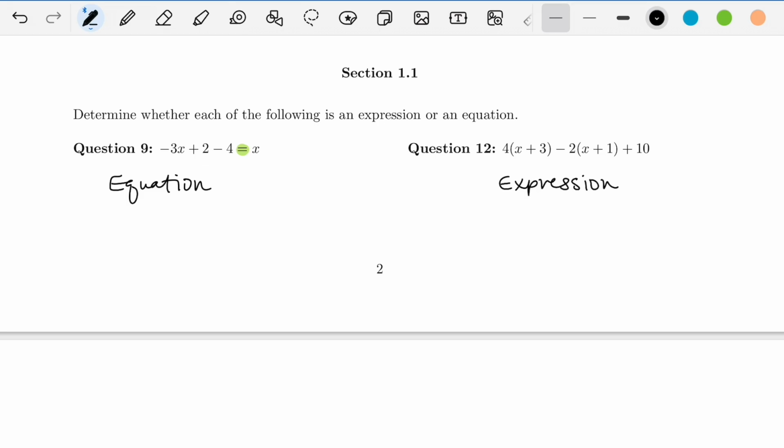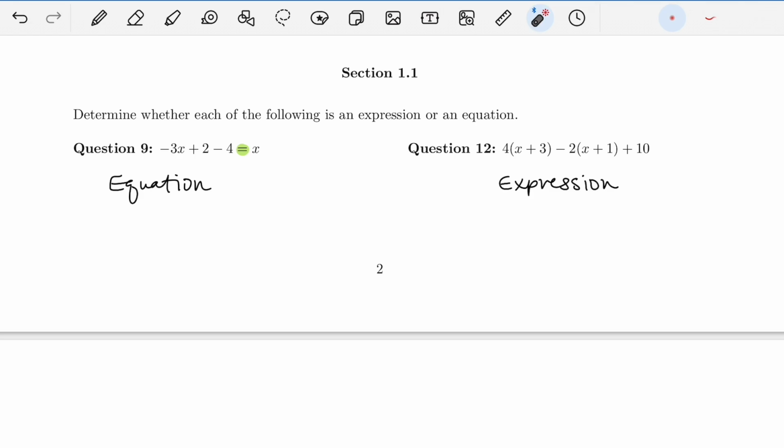Alright, so that's it for that. As long as there's an equal sign, it is an equation. Now, whenever we have an equation, I will be referring to the left-hand and right-hand side of the equation, and all that means is that we're looking at the left side of our equal sign or the right side of our equal sign.